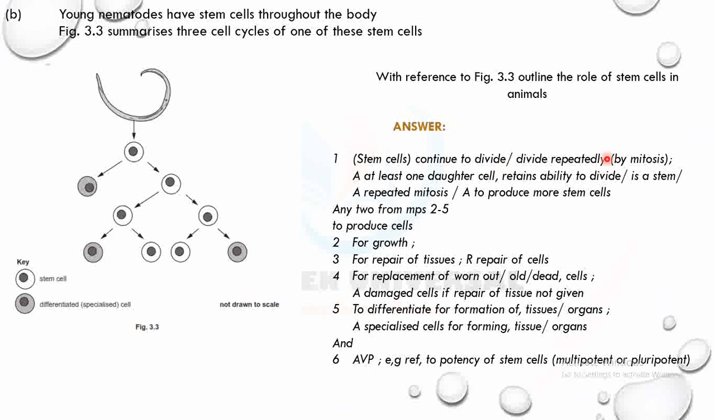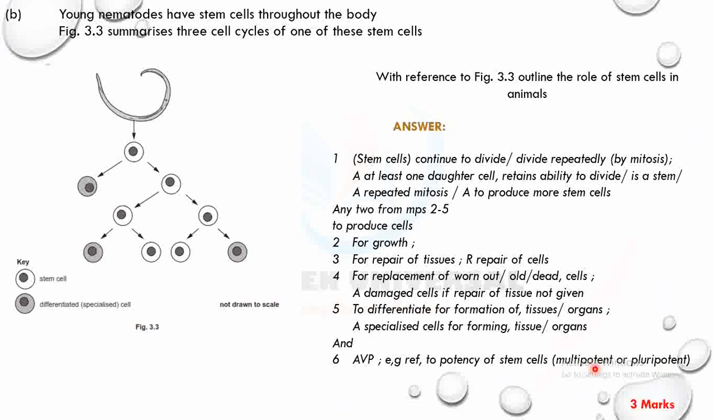Stem cells continue to divide. They divide repeatedly by mitosis, you must mention it, right? And they form genetically identical cells. Why? For growth, for repair of tissues. Don't say repair of cells. Cells are not repaired. You say replacement of cells, replacement of worn out, old, dead, damaged cells. If repair of tissue is not given, then to differentiate for formation of specialized tissues and organs. Now also it forms other cells that continue to divide. Now the potency: multipotent, pluripotent. So as stem cells differentiate, their potency changes, but there are 3 types: multipotent, pluripotent. It's more potent than this, right?